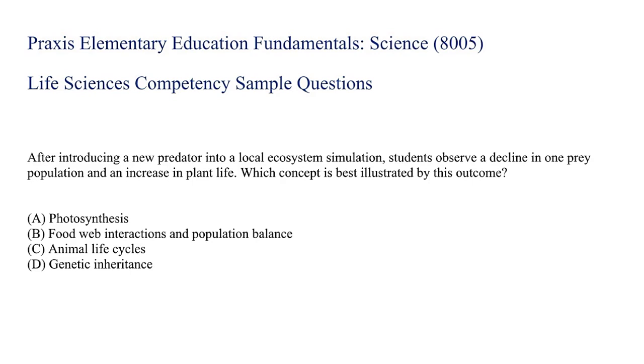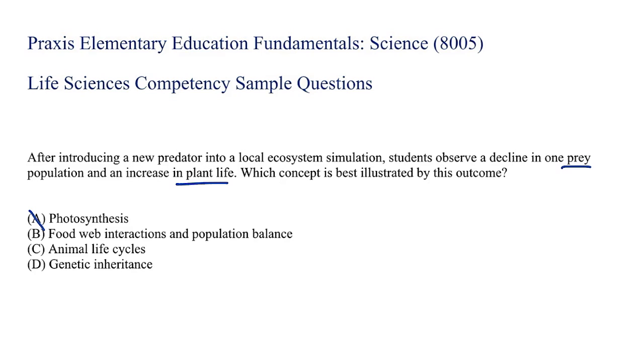A, photosynthesis. We know that's not true. We're talking about prey and plant life. So that's a relationship between two things in an ecosystem. So we know photosynthesis is not going to be it. B, food web interaction and population balance. That already sounds really great, and yes, that's exactly what's going on here. So we're going to keep that one aside.